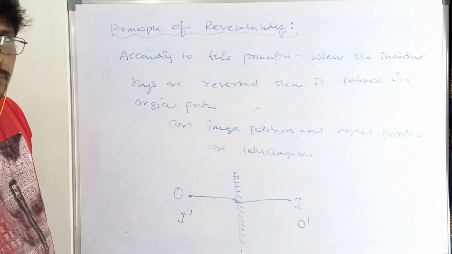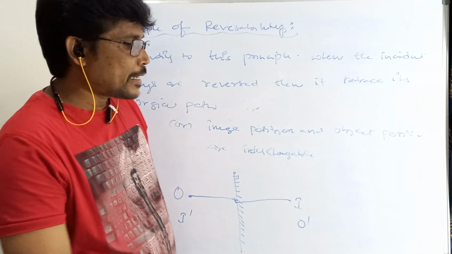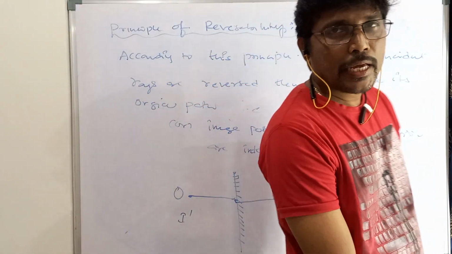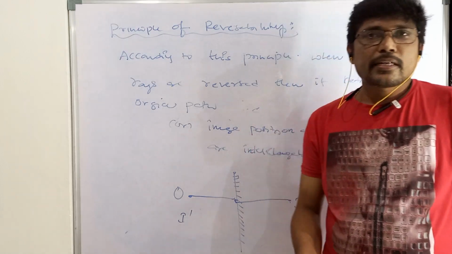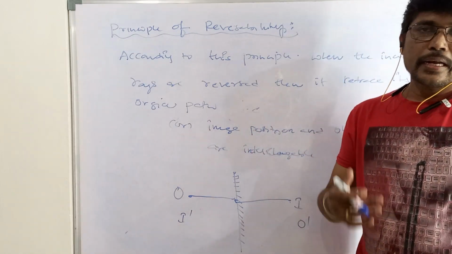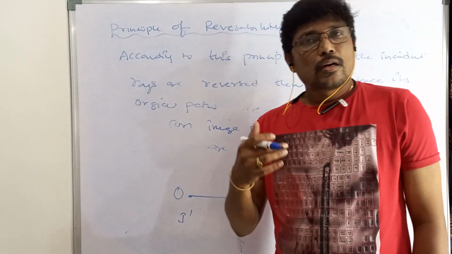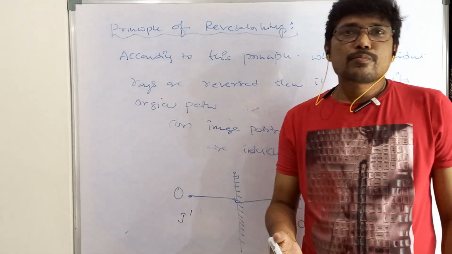This is simply the principle of reversibility. So in the next class we will discuss the mirrors. Mirrors are again classified as plane mirrors and curved mirrors. Again, curved mirrors are classified as concave mirror and convex mirror.